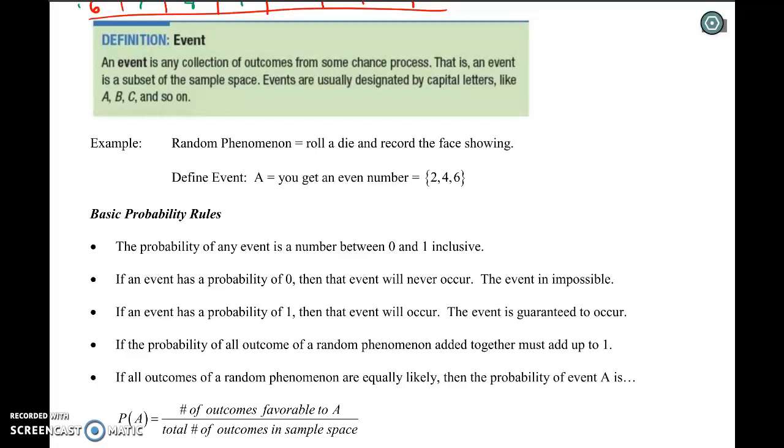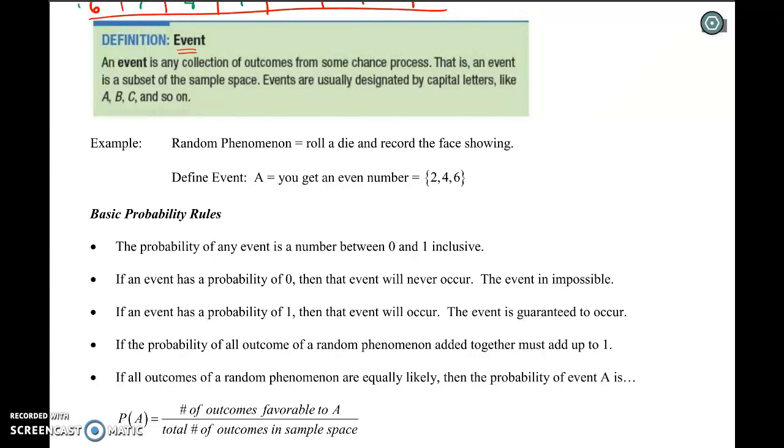Continuing section 5.2, which is about probability. Definition. Actually, probability models. Event. So what is an event? I think I mentioned it in the last video a little bit, but formally an event is a collection of outcomes from some chance process. That is, an event is a subset of the sample space.